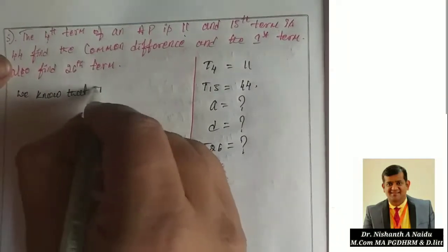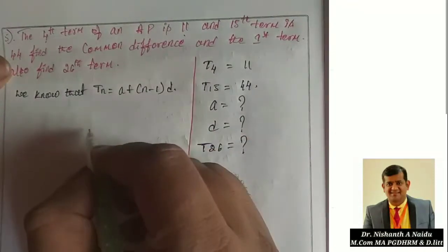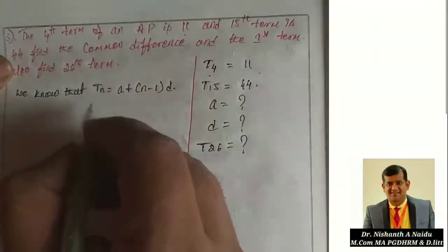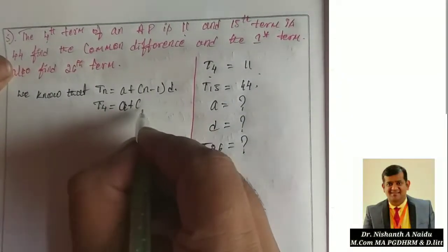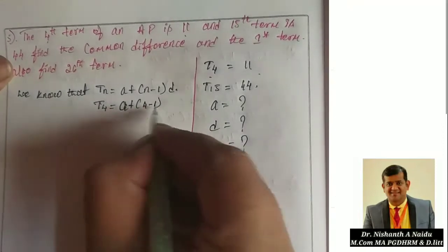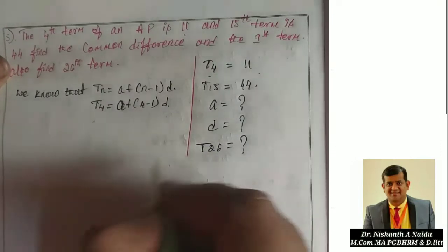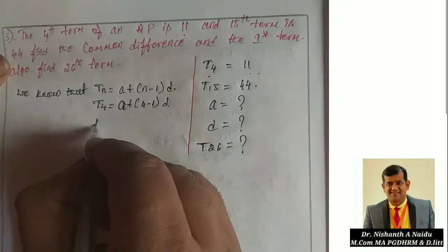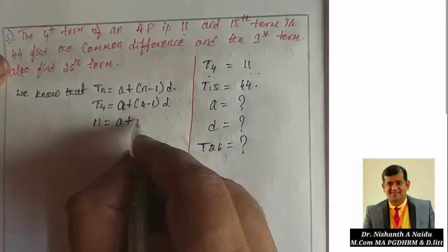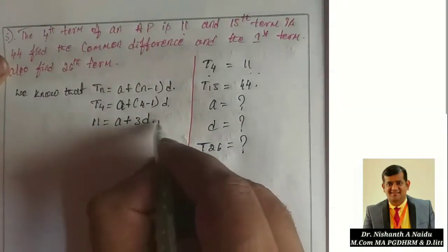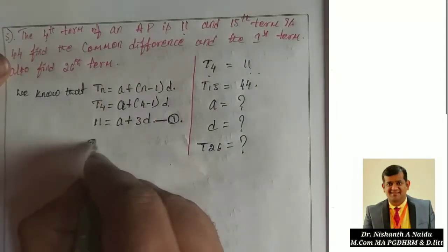So we know that Tn equals a plus n minus 1 into d, correct? Here it is given T4 equals 11, so T4 equals a plus 4 minus 1 into d. If you replace it, 11 equals a plus 3d, that is 4 minus 1, 3d. So consider this as equation 1. Okay, so do the same for the second equation.